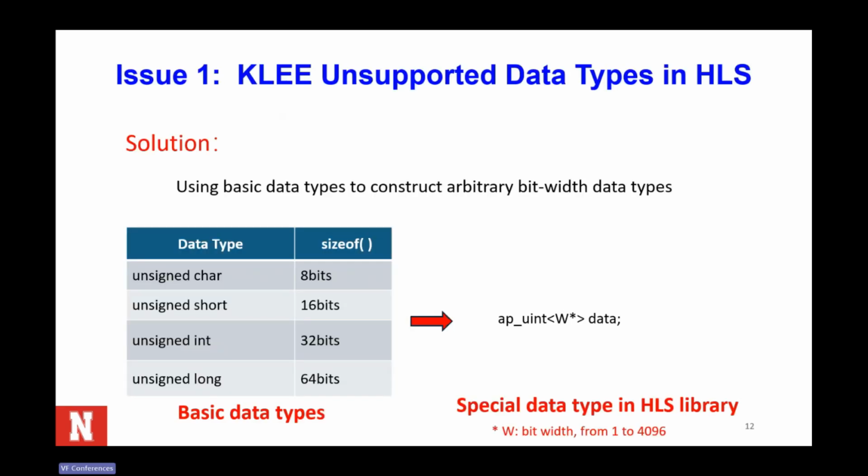Sometimes we will go out of the range, because when we define a special variable, the data width is 1 bit. If we use the basic data type to transfer the special data type, we will enlarge the access scope.